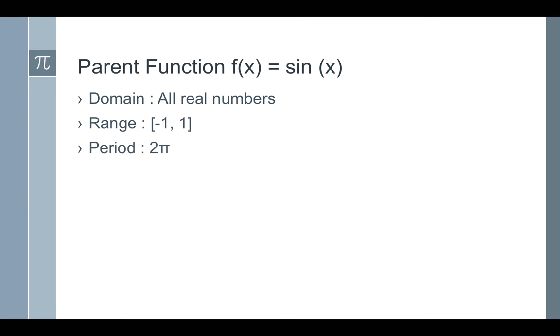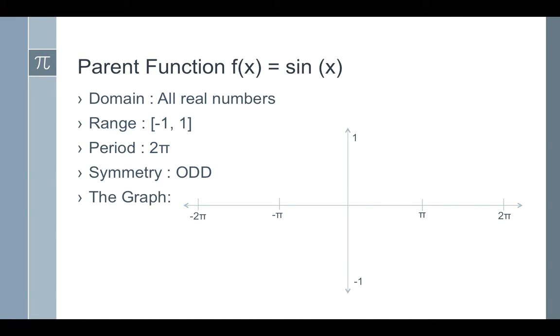The period of the parent function is 2 pi. We're going to change that eventually, obviously, but right now the parent function is 2 pi. It has odd symmetry, which means it's symmetric about the origin, so it will rotate around the origin 180 degrees. And here's what the graph is going to look like.